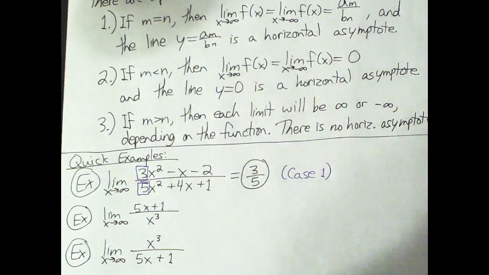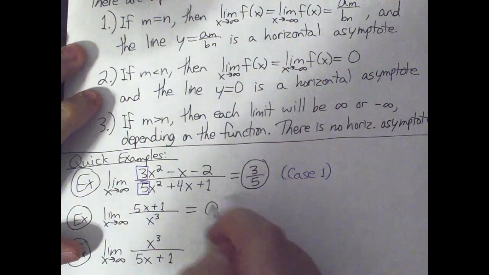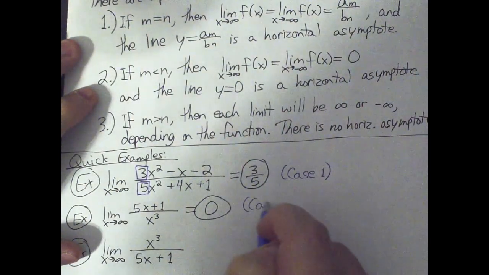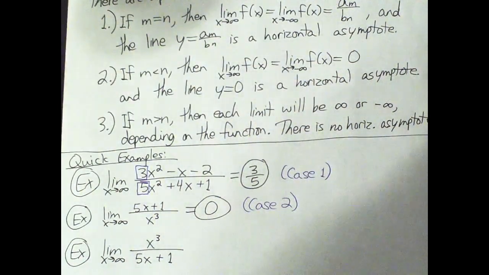The second problem, the degree up top is 1, because that's just 5x, right? So the degree is 1. It's a 5x to the 1. And the degree on the bottom is 3. So we're falling into that case 2, where the degree up top is smaller. Case 2 tells us that the answer is 0. No further work is needed. You figure out what case it is, and you do whatever that case says.